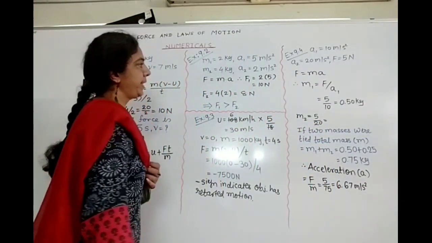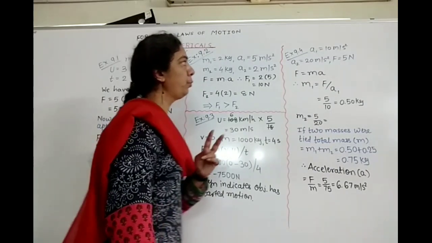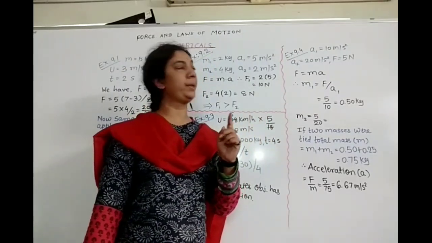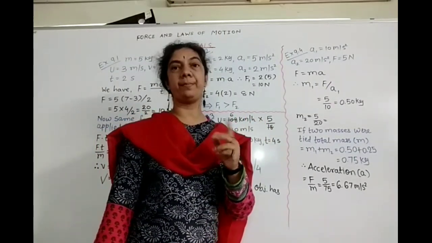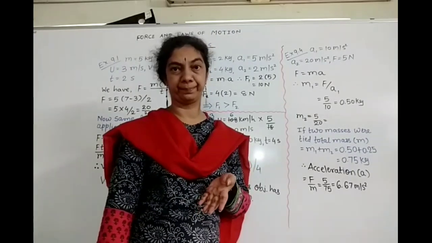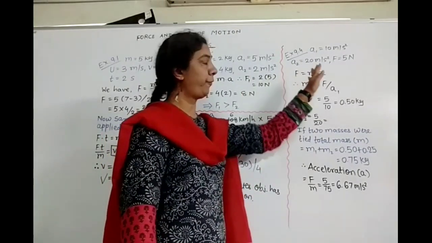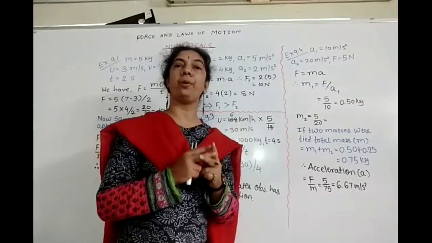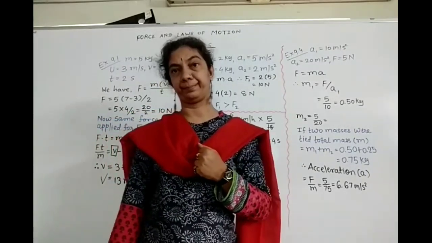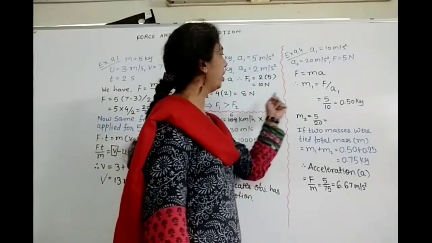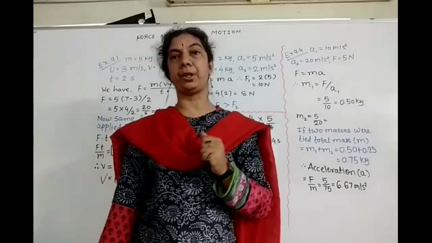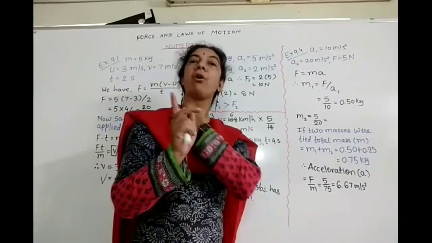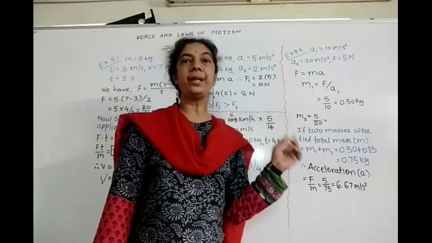9.4. It is given that two objects have accelerations of 10 meter per second square and 20 meter per second square respectively. A force of 5 Newton is applied to both. When these two objects are tied together, how much acceleration will there be? So very first thing, the mass of the objects is not given, so we have to find it out.